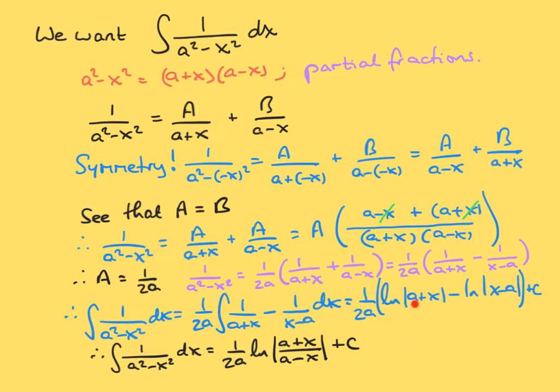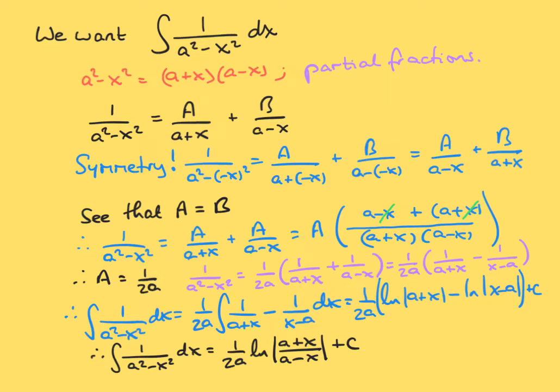Let's just check. If you differentiate this, you'll get 1 over a plus x, good, times the derivative of a plus x, and that's just a 1, so that's right. And then here we have a minus sign, and then we're going to get 1 over x minus a times the derivative of x minus a, which is 1.